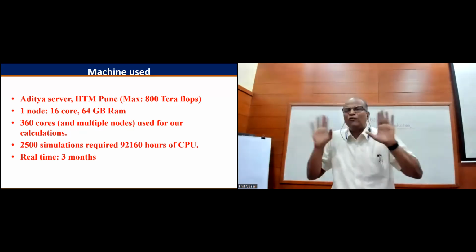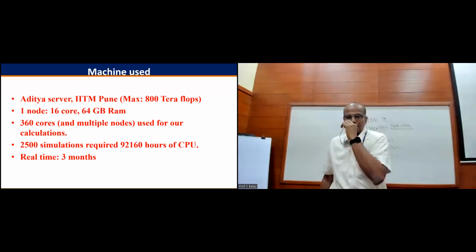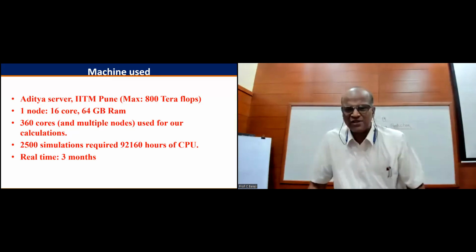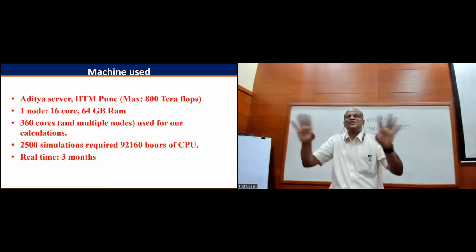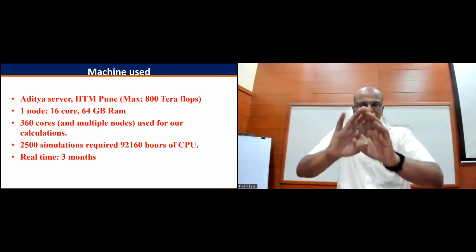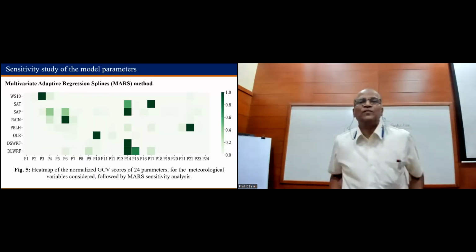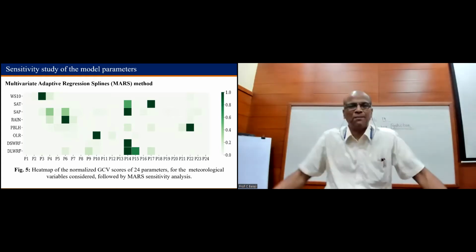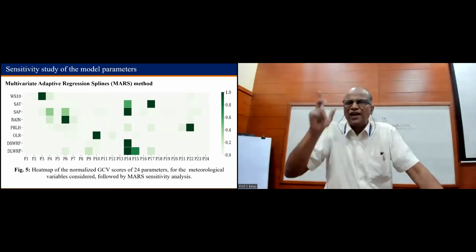So you have to wait for 3 months, not to complete the work, just to complete the simulations, right? So it is high performance computing. It is big data. All those things which come under big data and machine learning, this problem satisfies. Now, this is called a heat map. Some of you may be aware of it. We plot the sensitivity by using a heat map.